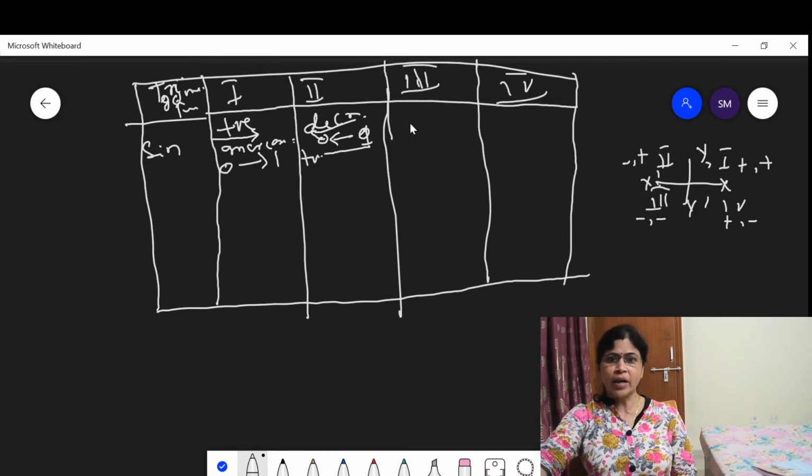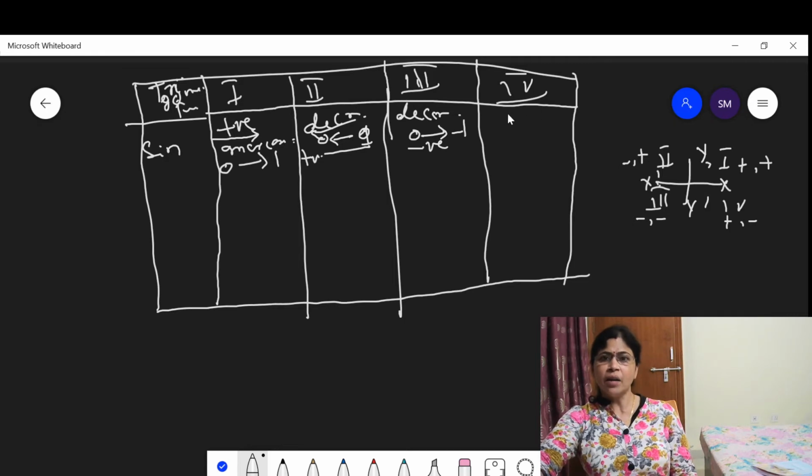In the third quadrant it is decreasing from 0 to minus 1, which means negative. And in the fourth quadrant it is increasing from minus 1 to 0 and negative.